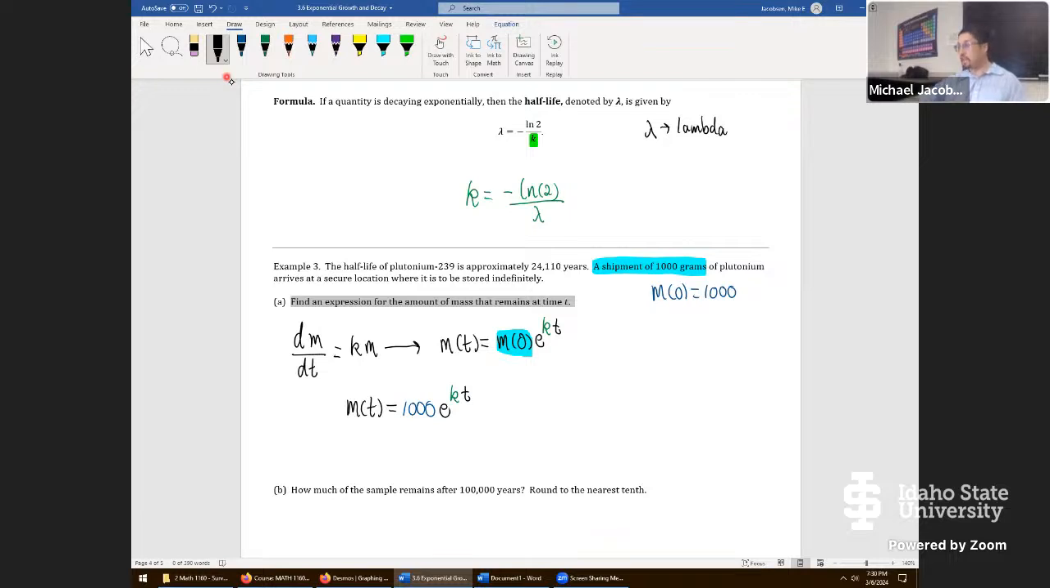Next step, we need to solve for k. And the problem above, that's kind of a more involved process. Quiz 7 is a little bit similar as well. But in a half-life problem, it's almost essentially looking right at us. This is the value for k, so we'll write in k equals negative natural log of 2, divided by lambda. Lambda is the half-life of 24,110 years. And so that's what's going to go into the denominator here.